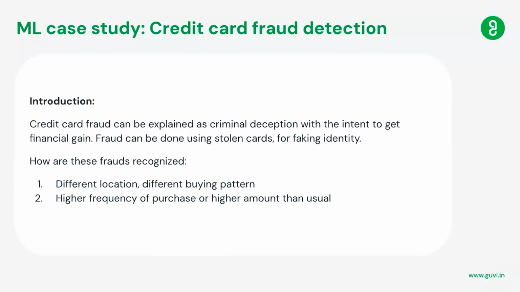The features could be a different location. Usually you use your credit card in a particular state, let's say in Bangalore or Chennai, but now this fraud has happened somewhere in the north or somewhere else. Then there could be a different buying pattern: usually you use your credit card only for 1,000 rupees or 2,000 rupees, but this time the transaction has happened for 50,000 rupees. So there could be a higher amount or a higher frequency of purchase. For example, someone is using your credit card to do 10 purchases on a single day, but you don't usually do that. That way you can identify which of these transactions are fraud transactions.